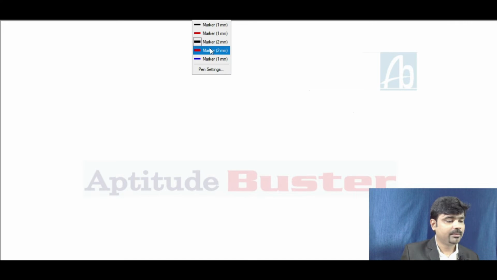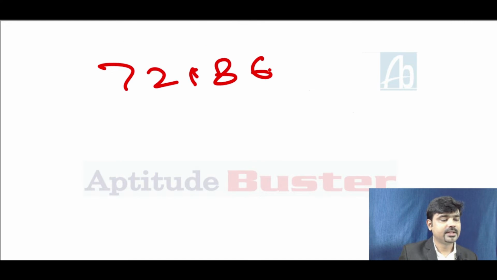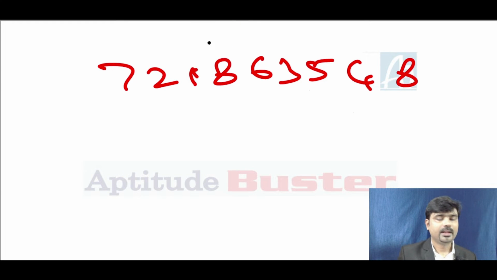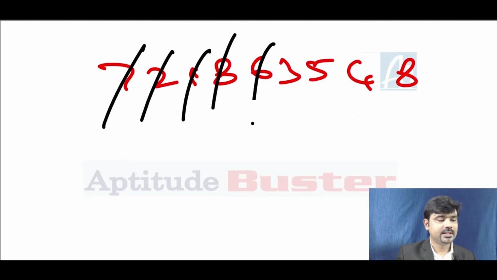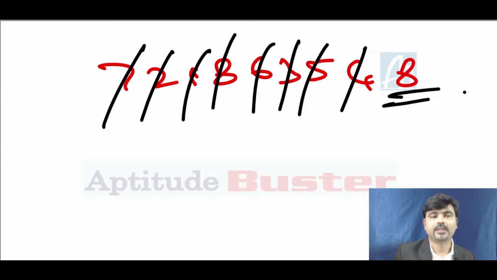I'll explain how to find the sum of the digits easily. If I give you the number 72186354, is it divisible by 9 or not? It's very easy. Before solving, just look at the number. 72: sum of the digits 9. 18: sum of the digits 9. 63: sum of the digits 9. 54: sum of the digits 9. Here the remainder is 8.